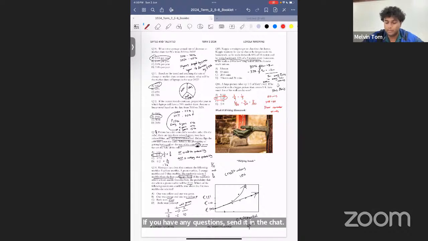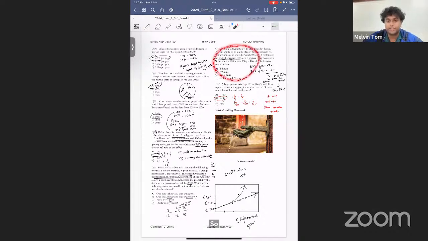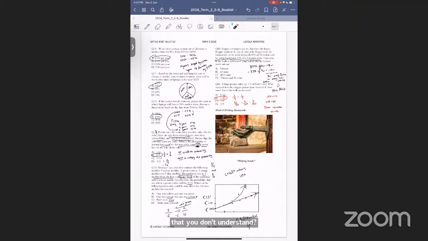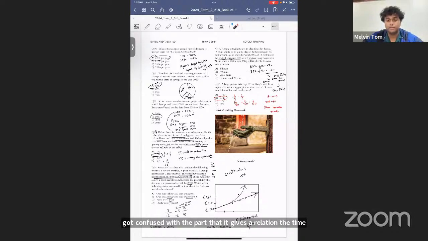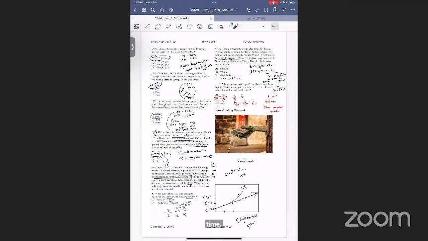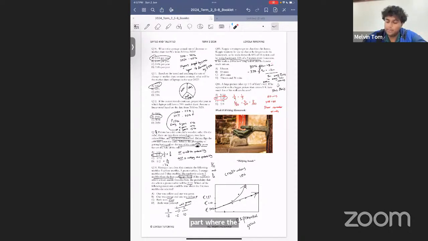So Aryaman, which part of this question is it that you don't understand? I got confused with the part where it gives a relation with the time. Sorry? I got confused at the part where the 5 minutes comes in. Yeah, so it says that he walks 80% of 10 meters forwards and 33% of 9 meters backwards every 5 minutes.